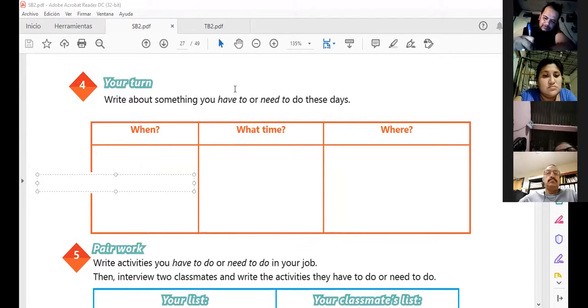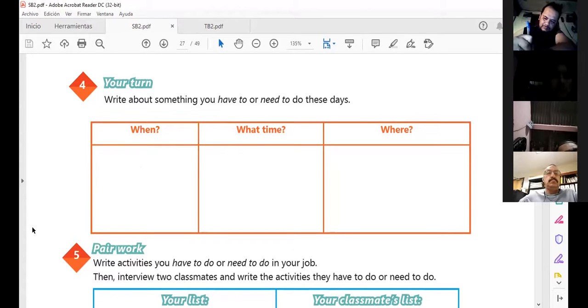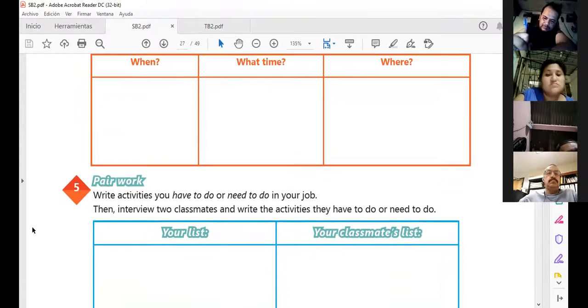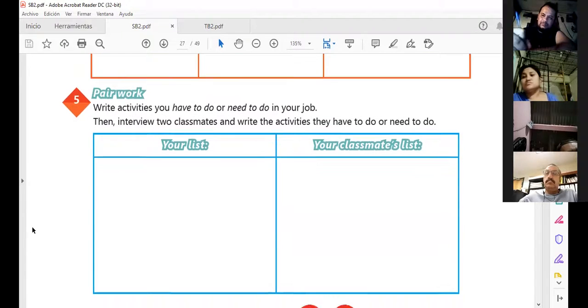And then, what we are going to do is the following. Luego, lo que vamos a hacer es acá. Ustedes van a escribir las actividades que tienen o necesitan hacer en su trabajo. Luego, les van a preguntar a sus compañeros en los breakout rooms, ¿ok? Lo van a poner. ¿Ok? Vaya, luego lo que van a hacer es poner todo en común. Van a hacer acá su lista y acá la lista de sus compañeros.